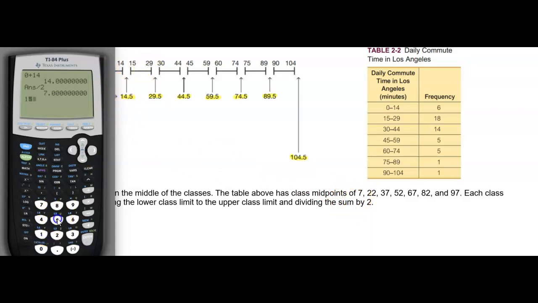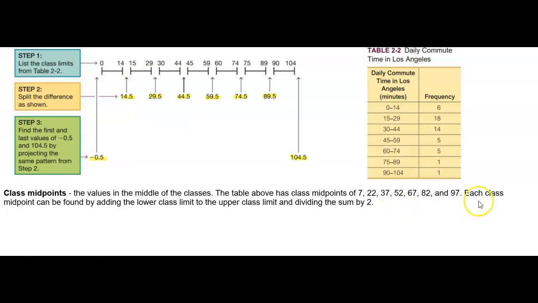If you take 15 and add 29, divide that by 2, 44 divided by 2 gives us 22. Okay? Now remember, the differences between these class boundaries were 15. So what do you think the differences are going to be between the class midpoints? Well, if we add 15 to the 22, we're going to get 37. If we add 15 to the 37, we get 52. So those are the class midpoints. So remember that each class midpoint can be found by adding the lower class limit to the upper class limit and then dividing the sum by 2.